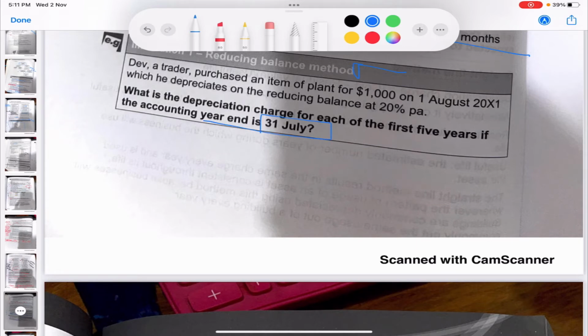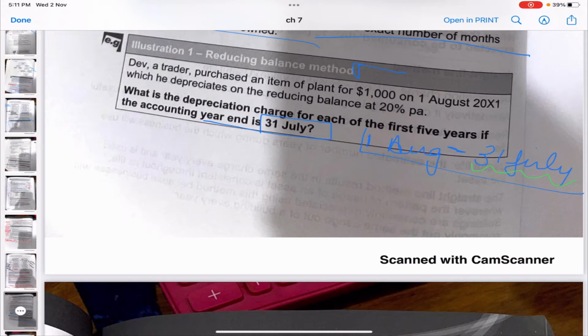If nothing is given in the question, you will assume that the accounting year is from 1st Jan to 31st December. But it is given in the question that 1st August to 31st July is the accounting period. This is already given in the question. So when will the depreciation be charged? 31st July, right? Now, let's start with this question.